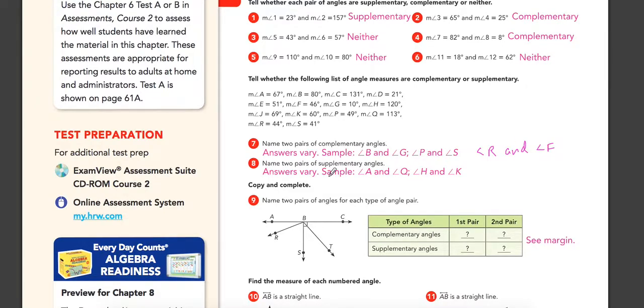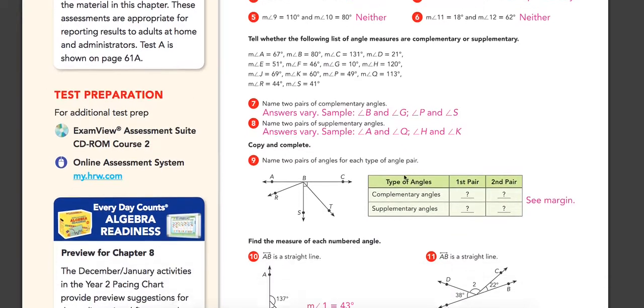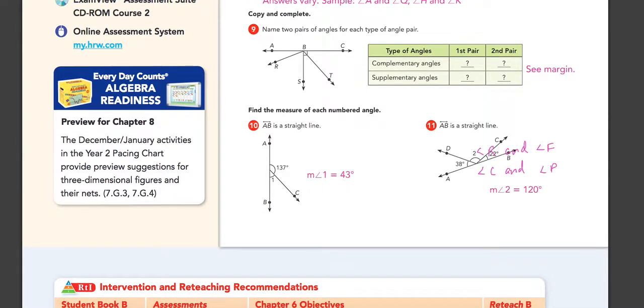For number 8, again, you had to just give two pairs. So for number 8, they give angle A and angle Q and H and K. I think there's another one there. So there's angle C and angle P. So that's 131 plus 49. So again, there might be others. If you find some, just let me know. Obviously, if you find some, I'm going to say that I did that on purpose, and I wanted to make sure you guys were paying attention. So let me know that.